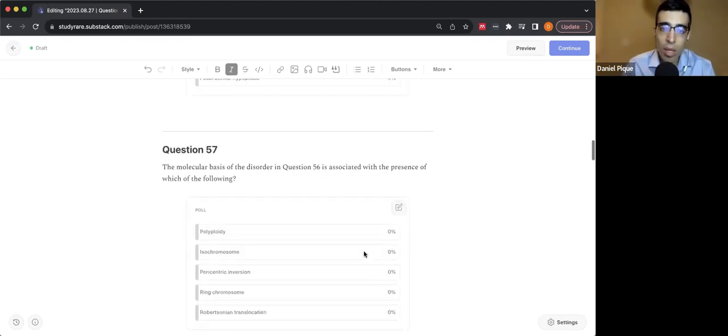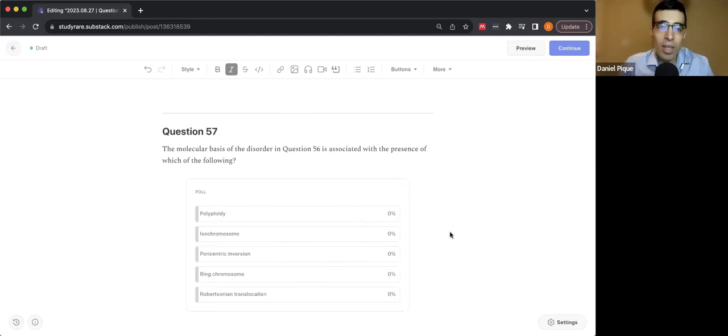Okay. Now, question 57 states: the molecular basis of the disorder in the previous question is associated with the presence of which of the following? Is it polyploidy, an isochromosome, pericentric inversion, ring chromosome, or Robertsonian translocation? Take a second just to think about what the right answer might be.